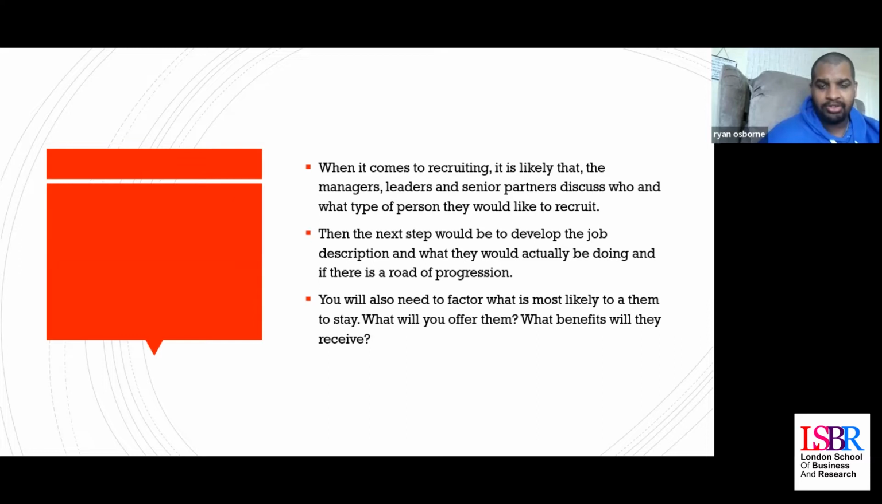What do you guys think? Do you guys think it's an important thing? Do you think that having development is important to a person's job? Do you think that the person wanting to join the job wants to see whether they can develop or not? Let me know in the chat box. Do you think it's important that they are developed within the job?